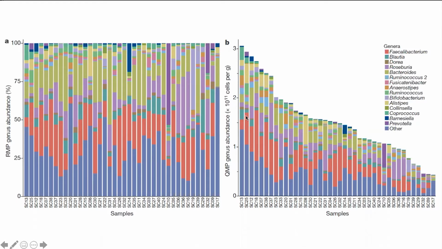This is the breakdown, also expressed in terms of total amount per gram. You can see here on the side it says 10 to the 11 cells per gram. So essentially you can see that there are some individuals that have quite a bit less overall total microbiome in their gut. And they found that to be very clinically significant. So that's one of the big differences between sequencing and qPCR. qPCR is basically looking at things from an absolute standpoint.